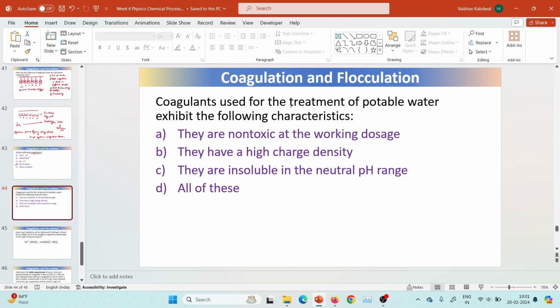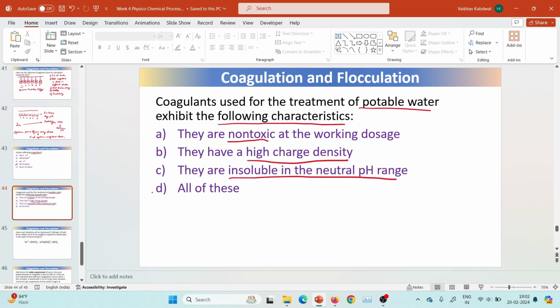Coagulants used for the treatment of potable water exhibit the following characteristics. They are non-toxic at working dosage. They should be non-toxic. They have a high charge density. They are insoluble in the neutral pH range.